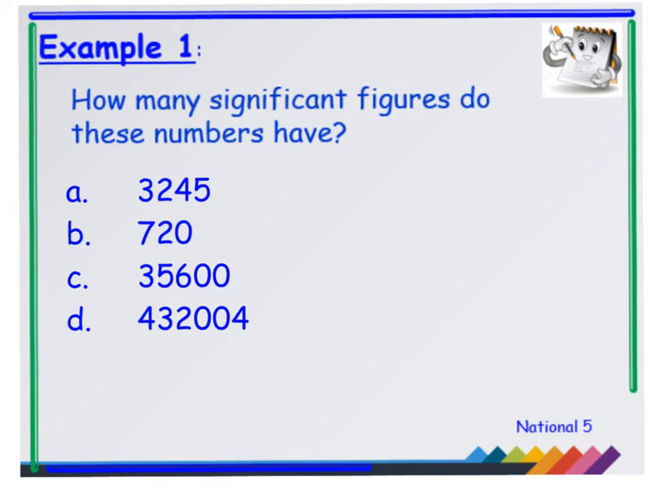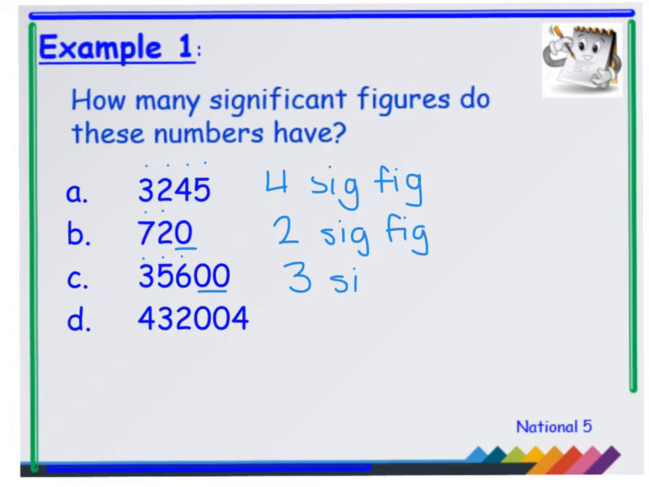What I do is I start from the left, and all the numbers that aren't zeros are significant. So this first one here has 1, 2, 3, 4 non-zero numbers, so that has 4 significant figures. I'm going to shorten this as I go along to sig fig. The second one, starting from the left, I've got a 7, a 2, and that 0 doesn't count, so this one only has 2 sig fig. Remember, zeros at the end of whole numbers are not significant. This next one, we've got a 3, 5, 6, so 1, 2, 3, these zeros don't count, so that has 3 sig fig.